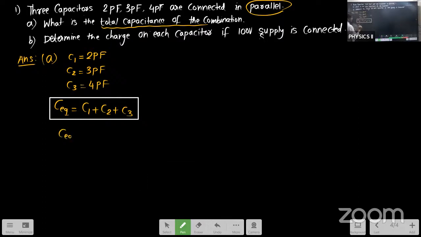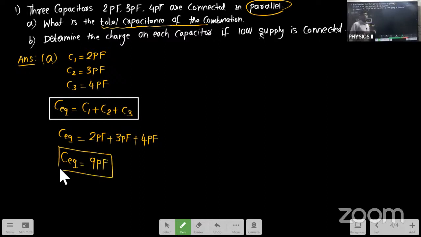C equivalent is equal to, what is C1? 2 picofarad plus what is the value of C2? 3 picofarad. And what is the value of C3? It is 4 picofarad. So what will be the final answer? Equivalent capacitance is equal to 9 picofarad. This is the answer for the first question. He was asking you to determine the equivalent capacitance when the 3 capacitors are connected in parallel combination.